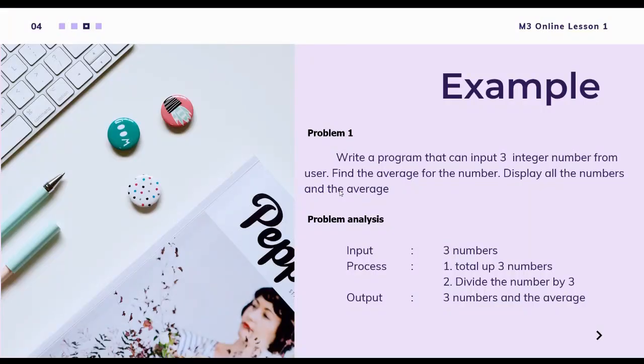Let's have an example. Write a program that can input three integer numbers from the user, find the average of the numbers, and display all the numbers and the average. Using our problem analysis, we identify the input. The inputs are the three numbers. We identify the process. The first one is the total of the three numbers. And next is divide the number by 3. And lastly, the output of our program. The program needs to display all three numbers again and display the average.